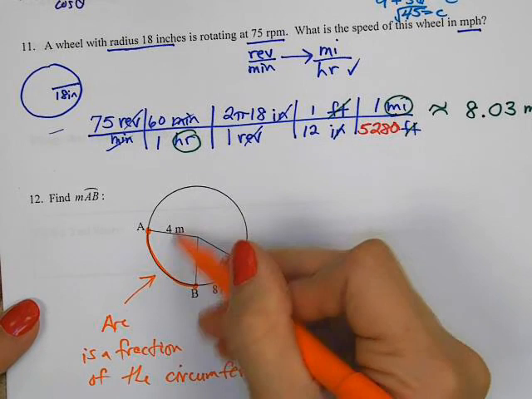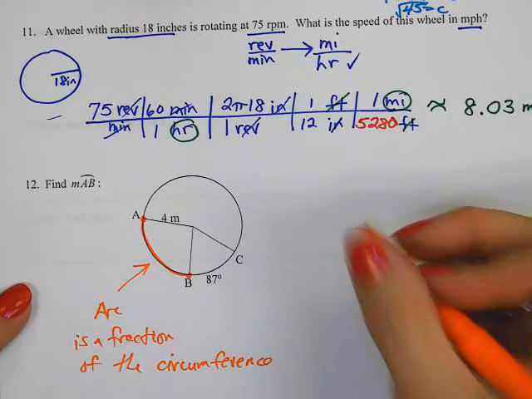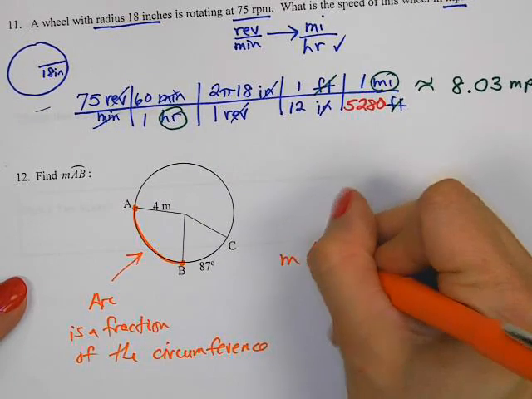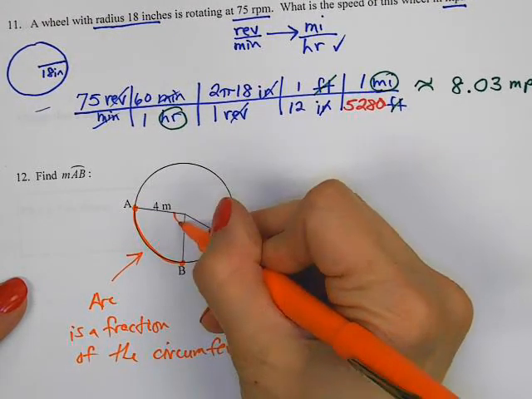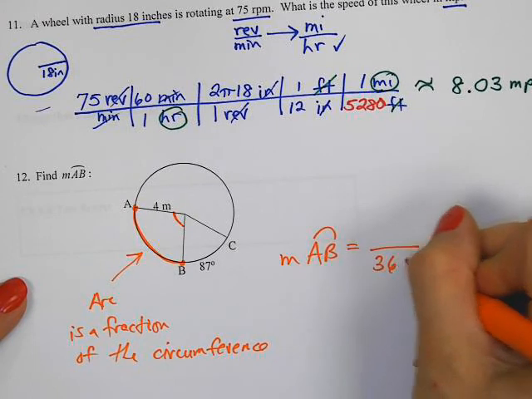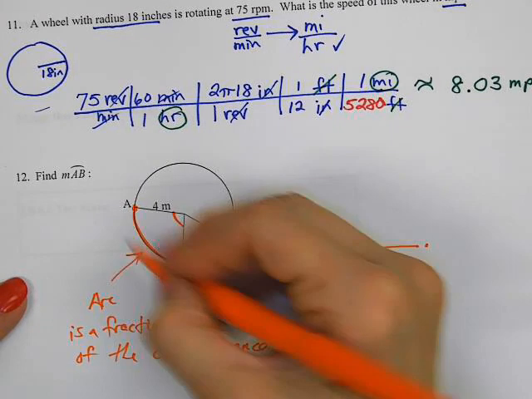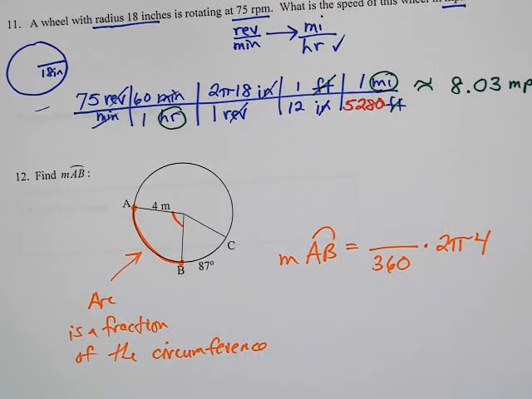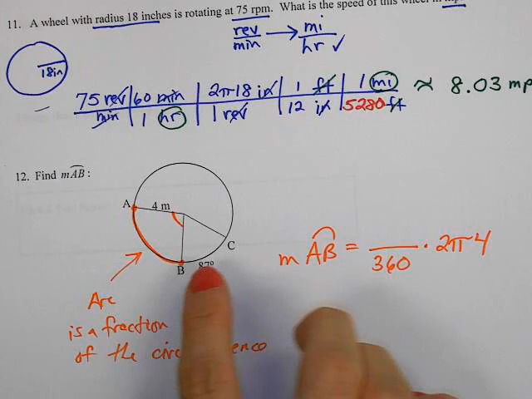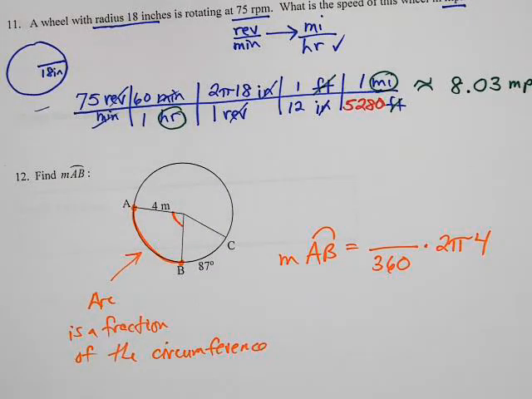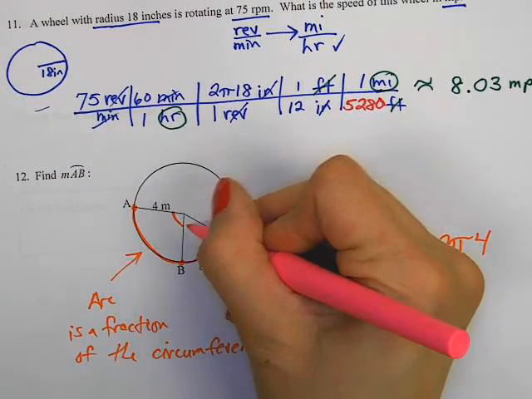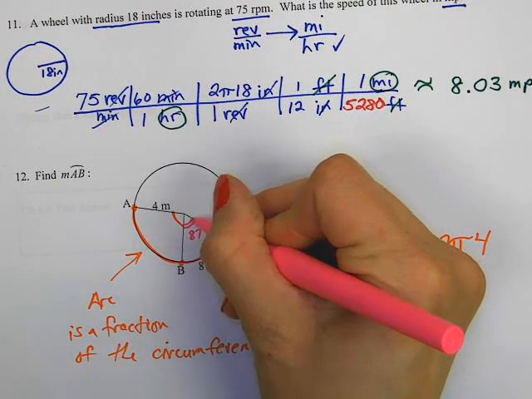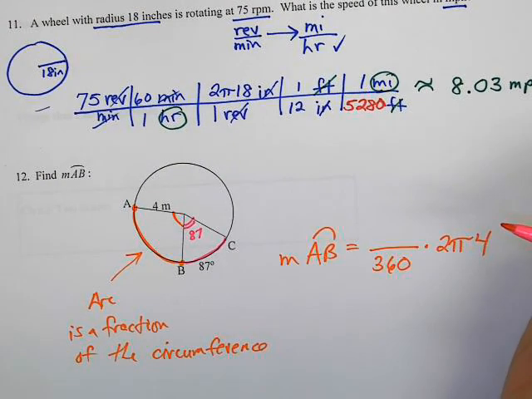A sector would be an area, a fraction of the whole circle's area. Okay, so the measure of arc AB is so many degrees out of 360, and then times circumference, which is 2 pi r. The question is, what is that angle? Okay. Oh goodness, I guess this was a pretty bad problem here. This one's 87 degrees, so this angle's 87. How many degrees is that angle?